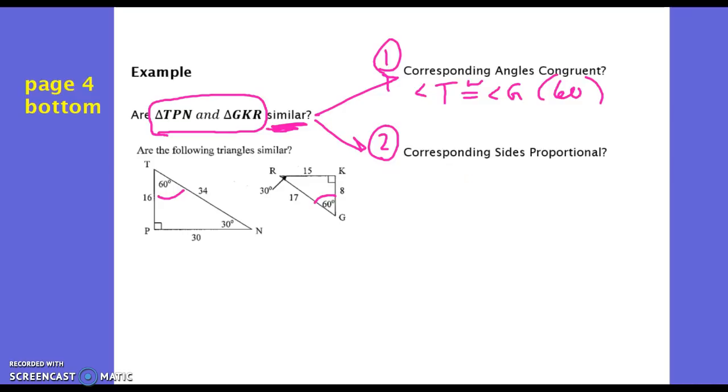Okay, then I have P should go with K. So is angle P congruent with angle K? Well, let's look. Angle P is 90. Angle K is 90. Yep, so those are equal. And then finally we have N and R, the last 2 letters. So is angle N congruent to angle R? Yes, they are. They are both 30. So our first criterion for 2 triangles being similar has worked. All the corresponding angles are congruent.